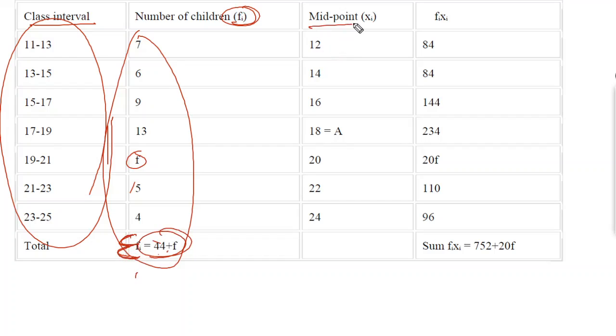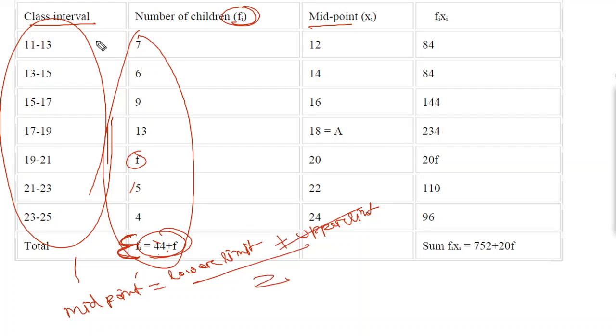Now we have to find the midpoint. Please mention it. What is the formula of midpoint? Midpoint is equal to lower limit plus upper limit divided by 2. Okay, here 11 plus 13 divided by 2 will be equal to 12. Similarly, 13 plus 15 divided by 2 equal to 14. Then 15 plus 17 divided by 2 will be equal to 16. Then you have to find all the midpoints here.